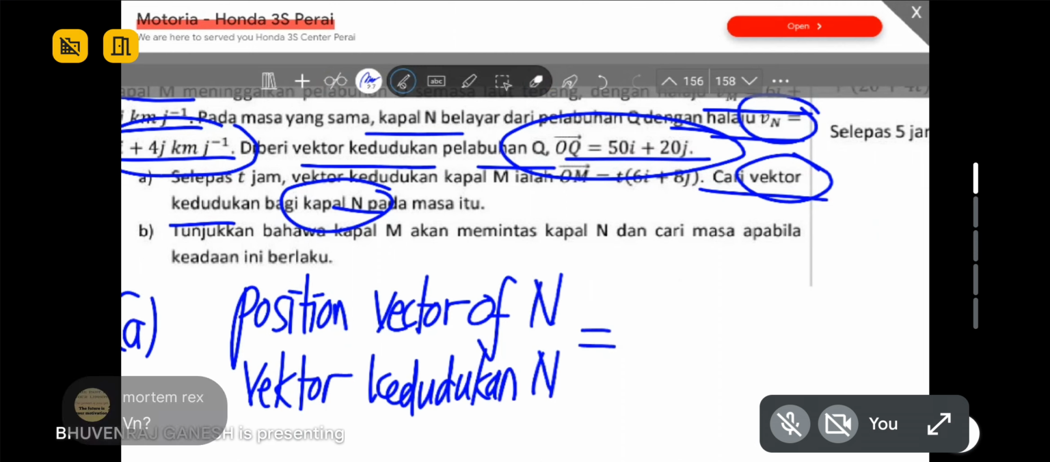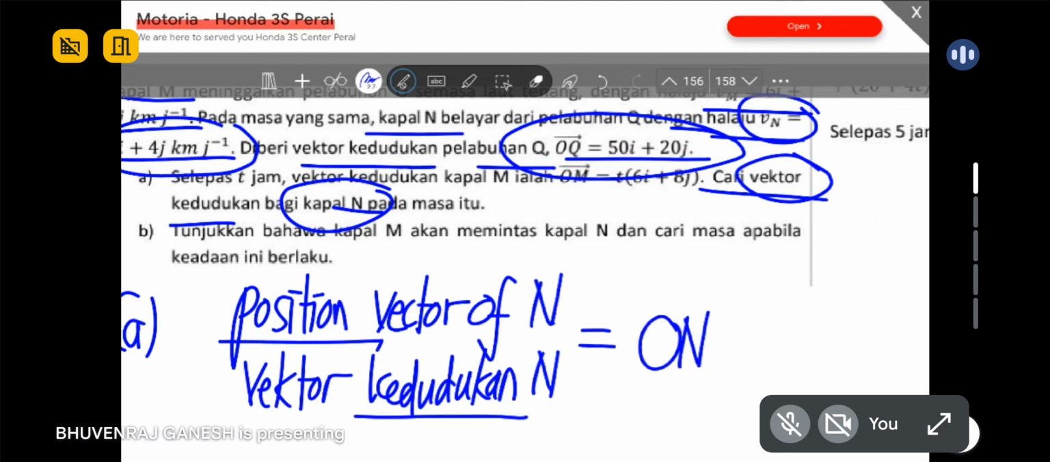Remember, guys, whenever you see the word position vector, vector kedudukan, it always starts from the origin. Please remember that from today. Okay, cuba ingat. Vector kedudukan tu maksudnya merujuk kepada asalan. You must refer to your origin. So you just take O and then the symbol they use, which is N. So it's ON. That's all.